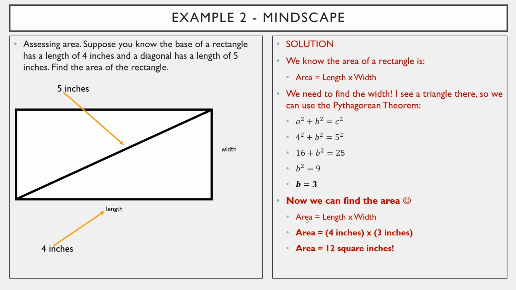So now I can find the area. It's the length, which is 4 inches, times the width, which is 3 inches. 4 times 3 gets me 12, and inches times inches get me square inches. All right, so not too bad. This one here, if you're given 2 sides of the triangle, you can use it to find the other side, as long as it's a right triangle.